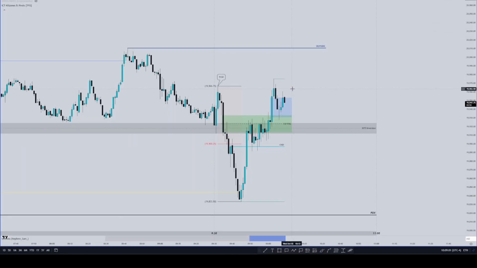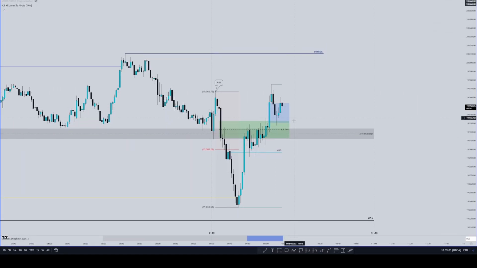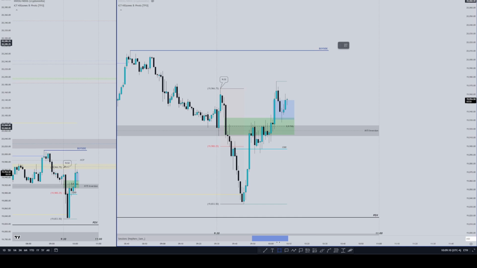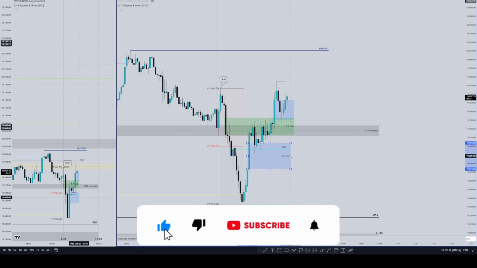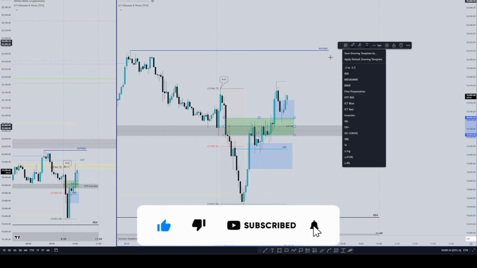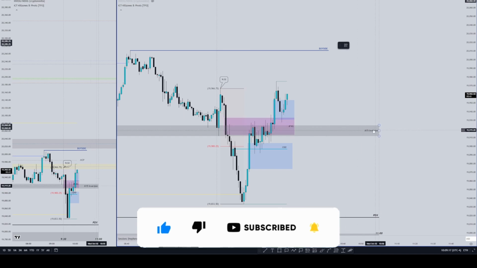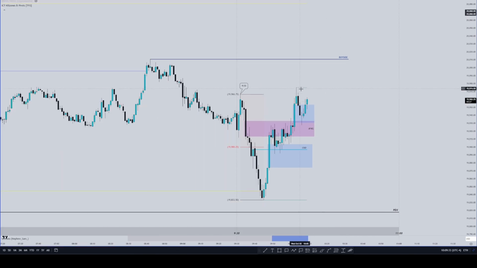Could see that. Now we could stall out here, maybe take out a short-term low, and then continue back up. But this to me looks like a market maker buy model. We're holding most bullish PD arrays, disrespecting bearish ones. Let me clear this out. And then speed bumps on the way.